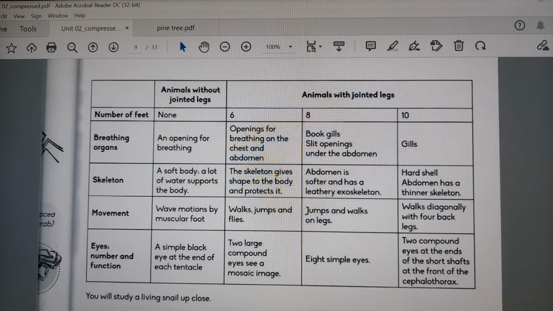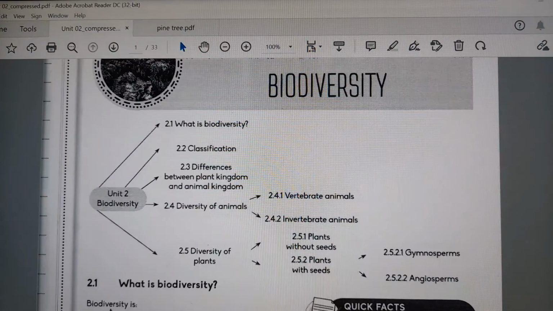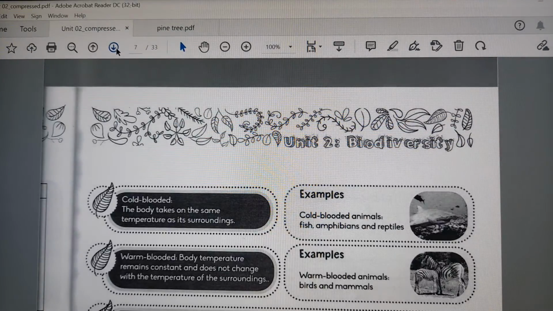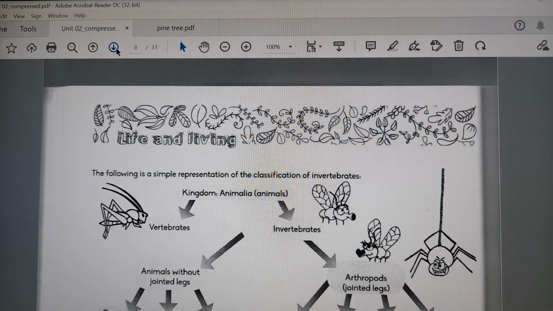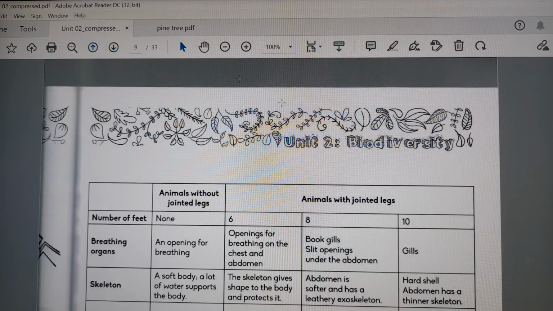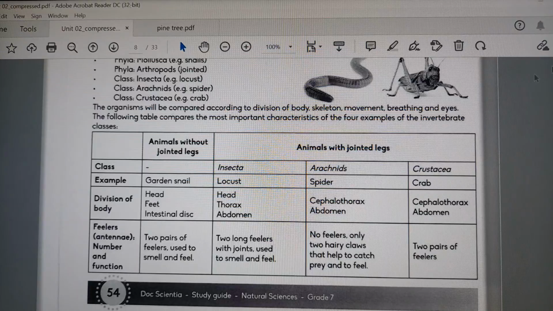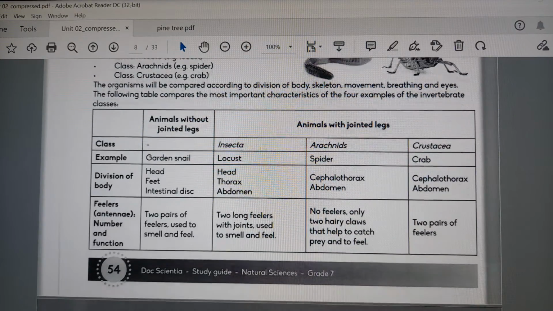Let's look at the second one. Yes, we are here. I just need to go up a bit. Now let's look at the locust under insecta.